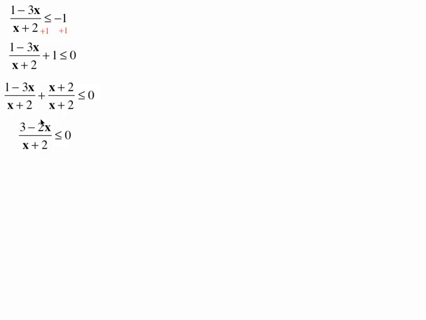So we take our two factors, the top part and the bottom part. The top part, we have 3 minus 2x, and we're going to solve for x. I'm going to subtract 3 from both sides, so I have negative 2x is equal to negative 3, and I'm going to divide both sides by negative 2, and that gives me x is equal to 3 over 2. Over here, I'm going to subtract 2 from both sides, so that gives me x equals negative 2, and that's it. Now I'm going to put these two things on the number line.